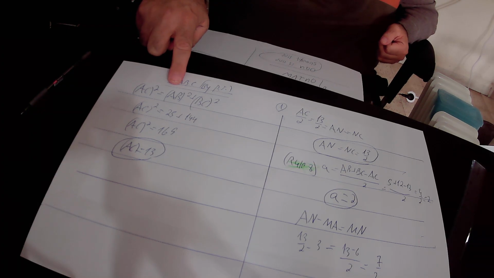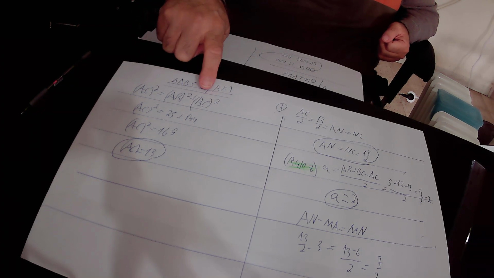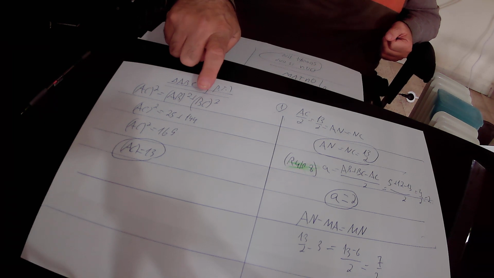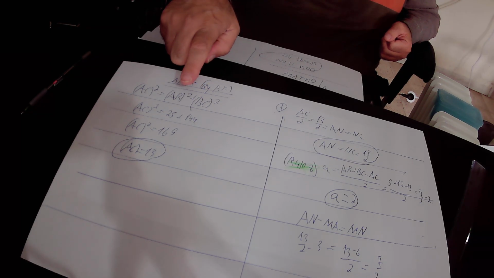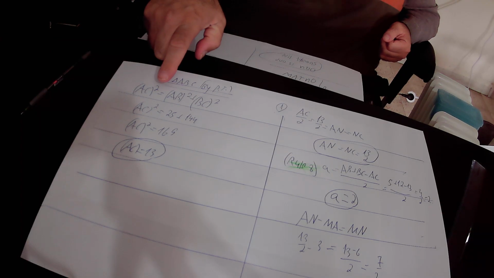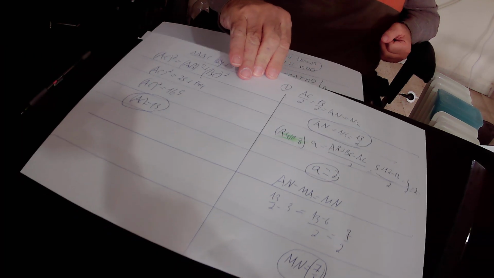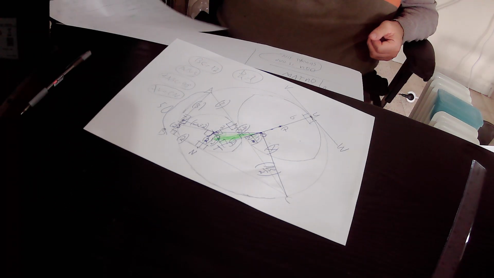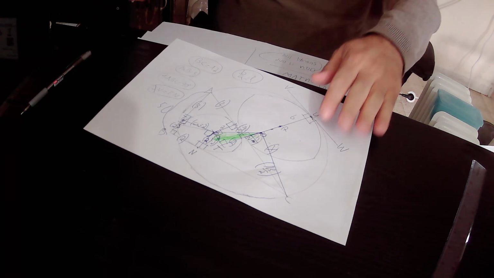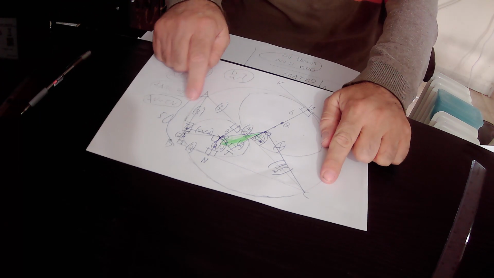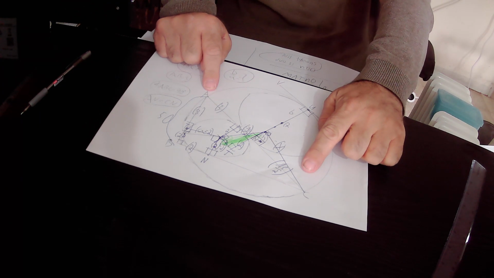AB is 5, therefore AB squared is 5 squared, that is 25, plus BC squared. BC is 12, therefore BC squared is 12 squared, that is 144. 25 plus 144 is 169, therefore AC squared equals 169. We took the square root and found out that AC equals the square root of 169, that is 13. So the hypotenuse AC of the right triangle ABC is equal to 13 units in its length.